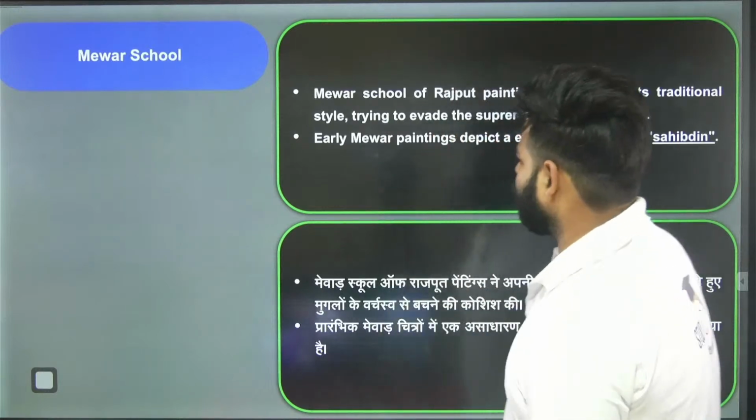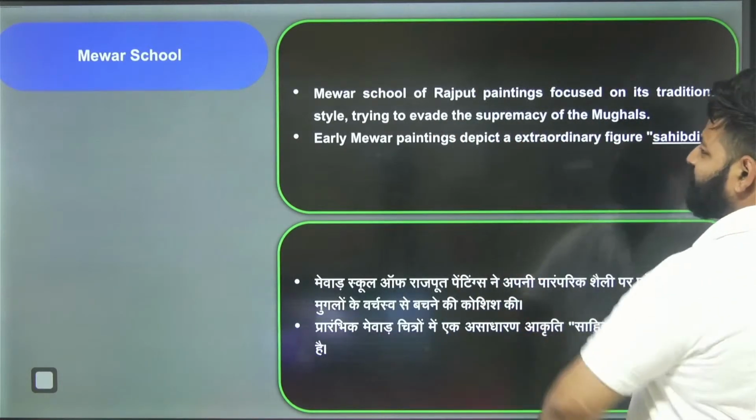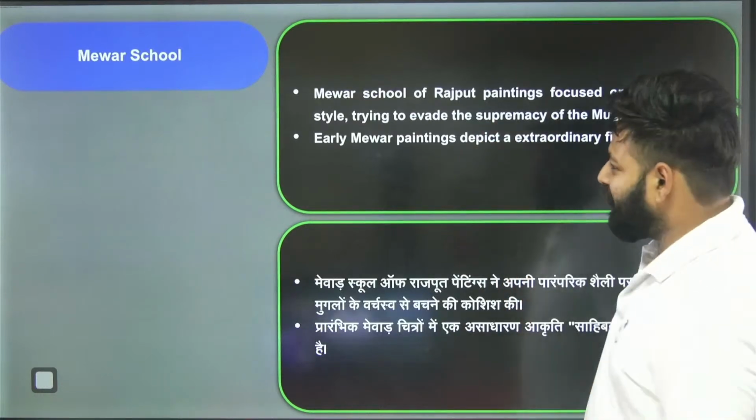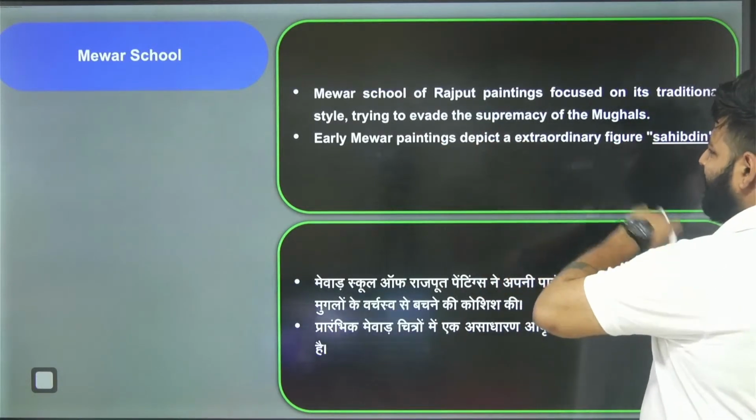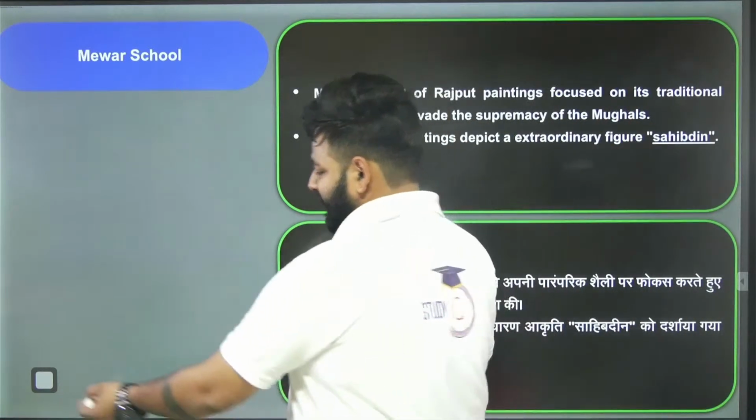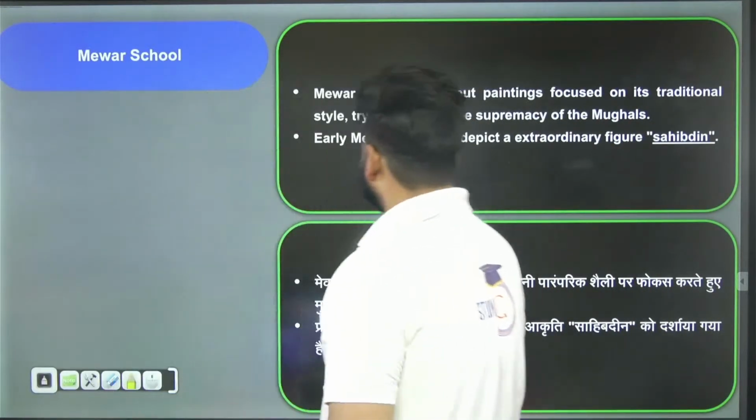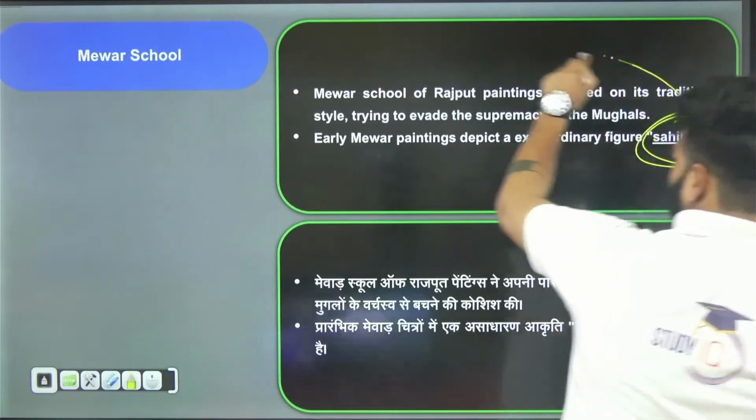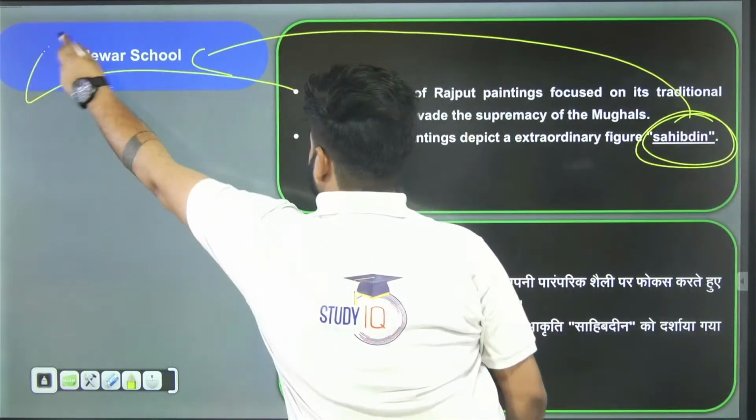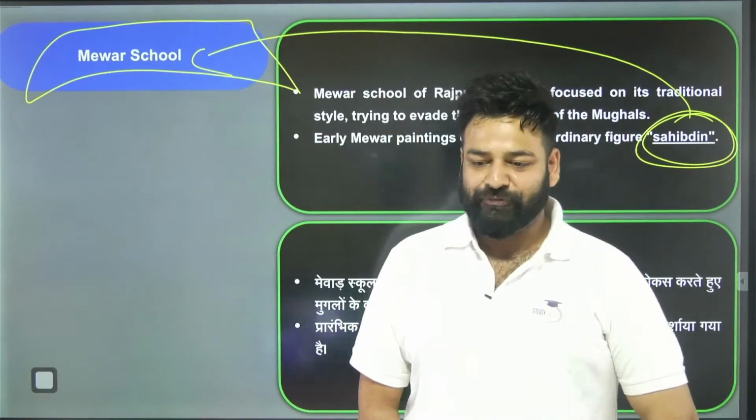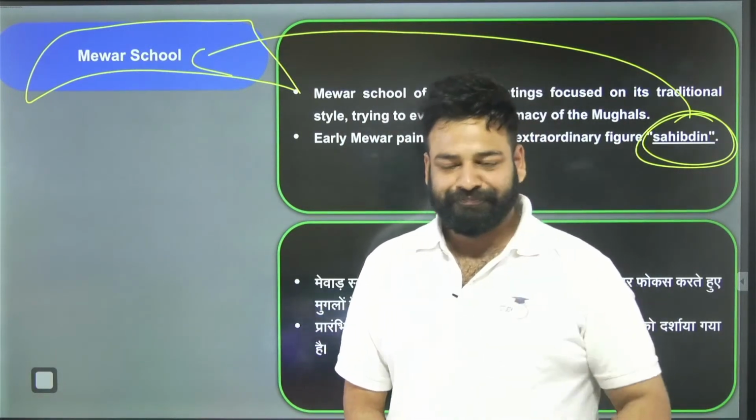This Mewar school of Rajput paintings focused on its traditional style, trying to evade the supremacy of the Mughals. And early Mewar paintings depicted extraordinary figures known as Sahib Deen. Okay, so the name that you need to figure out, the painting known as Sahib Deen, belongs to which school? The Mewar school of Indian miniatures. Okay, Sahib Deen, Mewar.